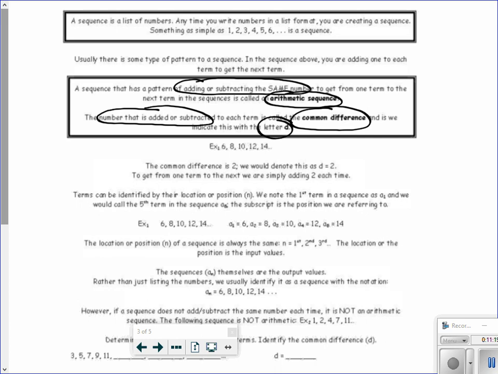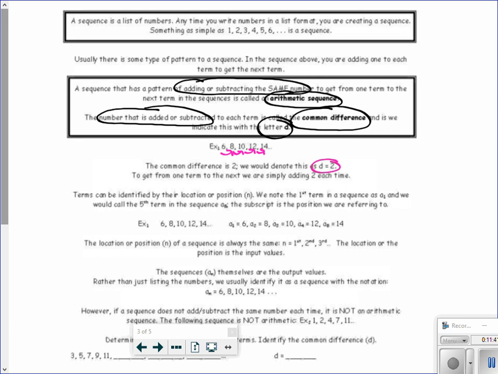Okay, so for this example, all of our sequences, we use function notation. We use function notation a lot. So here's the sequence. If we are going through, what's it doing each time? Adding 2. So your common difference is 2.